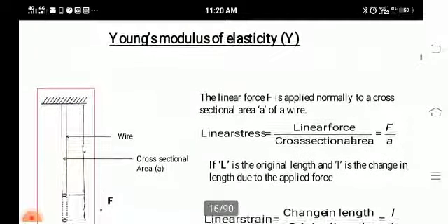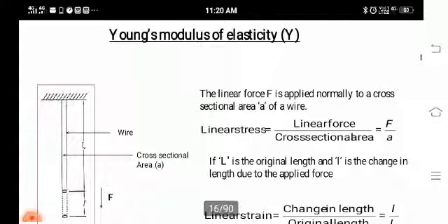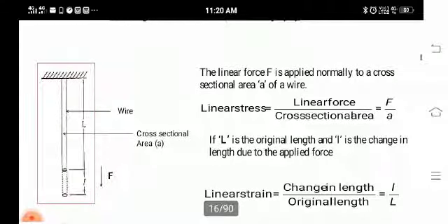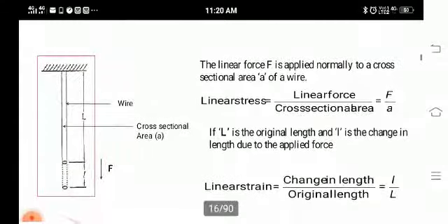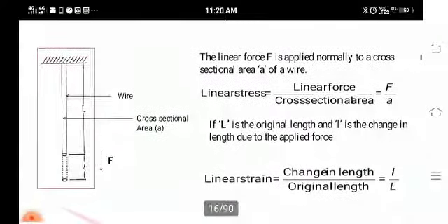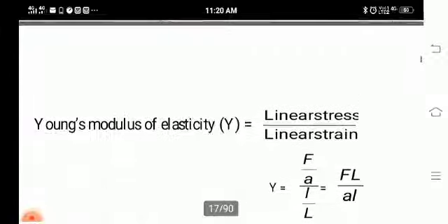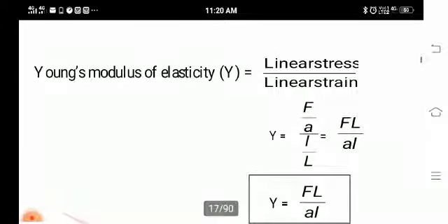Now we'll see how we calculate Young's modulus of elasticity. In this, a linear force is applied normally to a cross-sectional area of a wire which has the dimension A. We have linear stress, that is F by A, where F is linear force and A is area of cross section. Then L is original length and small l is change in length due to the applied force. So linear strain is equal to small l by capital L, where small l is change in length, capital L is original length. So we can calculate Young's modulus, that is linear stress by linear strain.